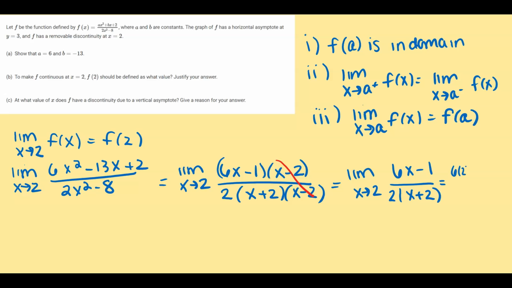At this point, we can plug in our 2. So we get 6 times 2 minus 1 over 2 times 2 plus 2. You get 12 minus 1, which is 11. 2 plus 2 is 4, and 4 times 2 is 8. It says, at what value should we make f of 2 be defined? Well, in order for the limit to equal the function, f of 2 must equal the limit value, which is 11/8.